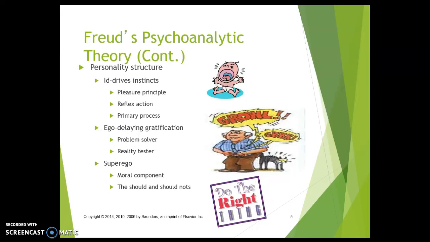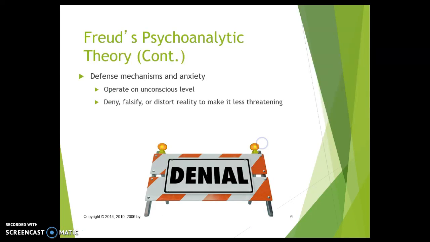The ego knows how to delay gratification. So the ego is a problem solver or a reality tester. So the guy over here is hungry, his stomach's growling, but he knows there's no food around here. I gotta wait till I get home, I gotta wait till I find a restaurant, some place to get a snack. He is able to say, okay, this cannot happen right now, but it needs to happen soon. And then the superego is our moral component. It's the shoulds and the should nots. So this is what tells us basically right from wrong. It's doing the right thing. We talked a little bit about integrity. Integrity is doing the right thing when nobody's looking. So anyway, those are your three components of Freud's.